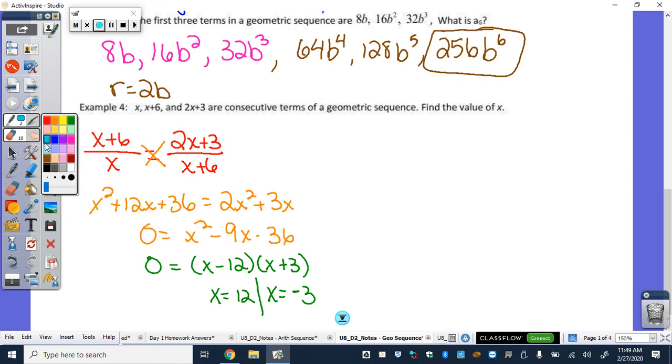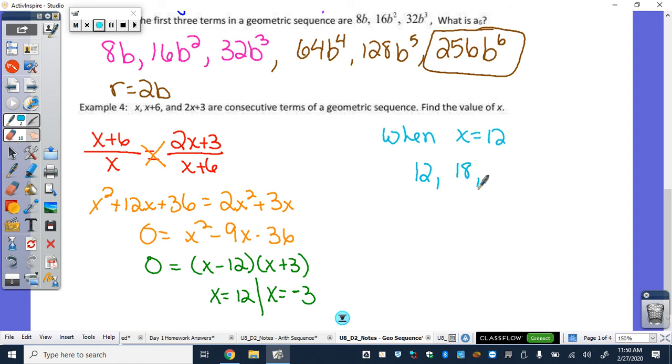So you hopefully got 12 and negative 3 after you factored and set everything equal to 0. So then you got to check to make sure that they work. When x is 12, because that was my first value, I'm just going to plug it in over here for what they said my first three terms were. My first term was x, so that means 12. And then I had x plus 6, so that's going to be 18. And then 2x plus 3, let's say 27.